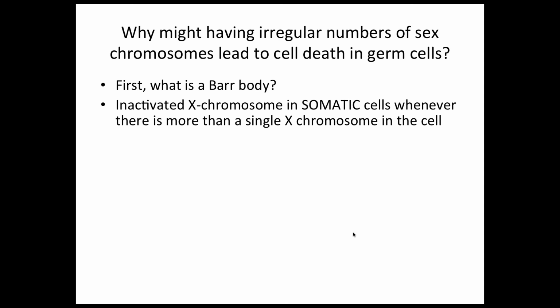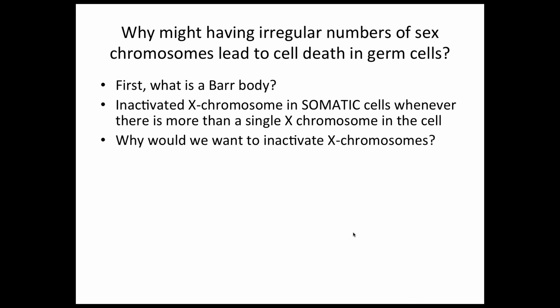So in other words, a germ cell, if it has two X chromosomes, both of those X chromosomes are going to be active, because you don't inactivate one of them. Why might we want to inactivate an X chromosome in the first place? It has to do with the Y chromosome having way fewer protein coding genes compared to the X chromosome. So you have to create a level playing field for both X and Y chromosomes. So the majority of the X chromosome has to be inactivated.